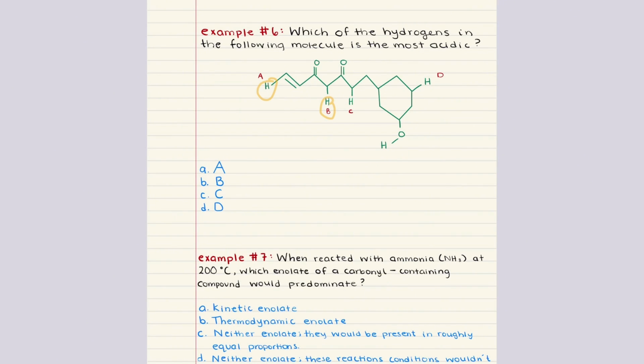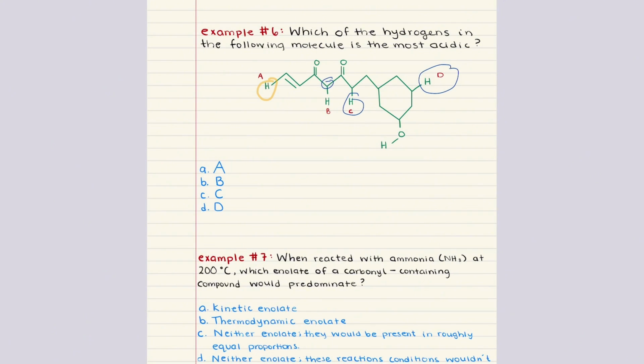Hydrogen B is an alpha hydrogen that's actually located between two carbonyl groups. This position is highly acidic because the removal of this hydrogen forms a carbanion that is resonance stabilized by both adjacent carbonyls. The negative charge can delocalize onto both oxygens through resonance, and that greatly stabilizes the conjugate base. Hydrogen C is also an alpha hydrogen, but it's only adjacent to one carbonyl group. It's more acidic than A, but it's less acidic than B due to having less resonance stabilization.